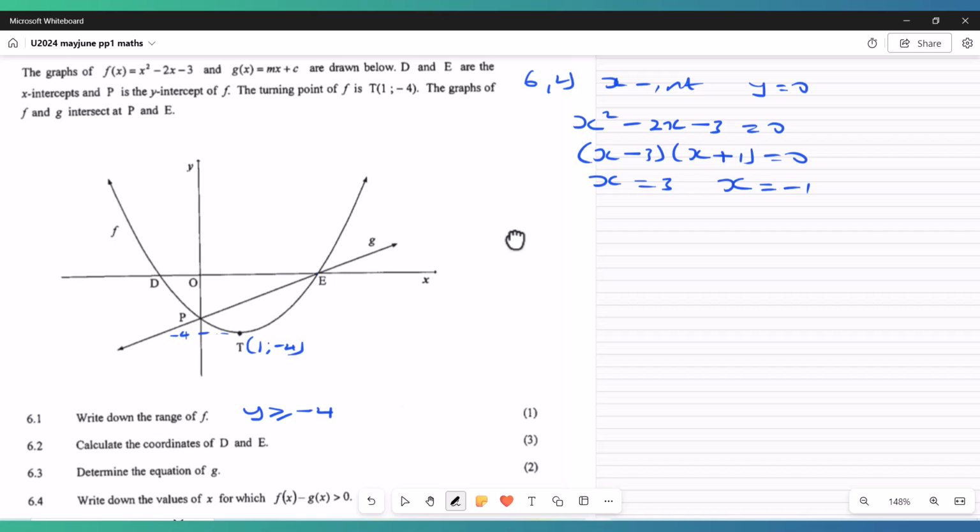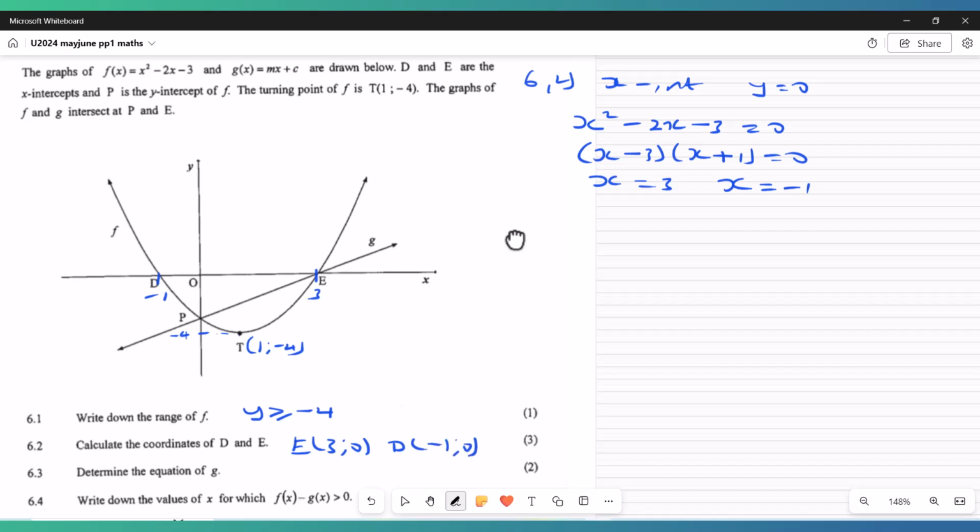So if I check here, the positive must be for E. So here must be the 3. This must be the -1 here. But because they want coordinates, I'm going to say that my E is what? (3, 0). What about my D? (-1, 0).